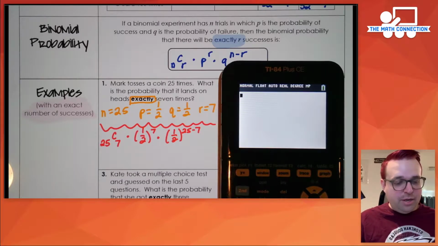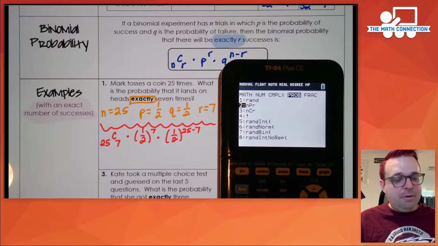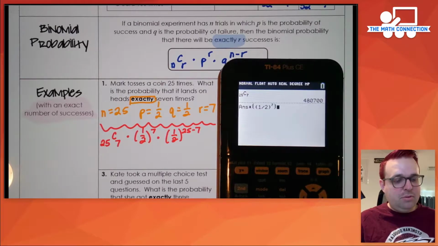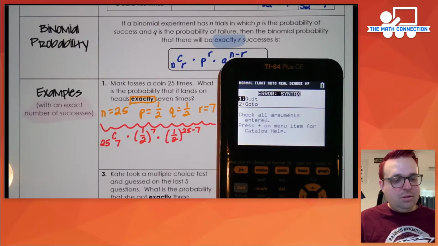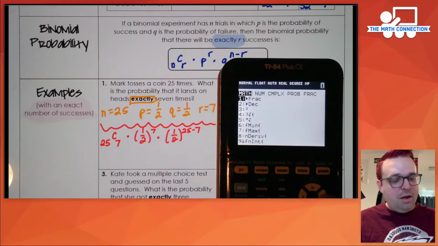So first we're going to do 25. We're going to go to our probability and do combination of 7. That answer we're going to multiply by 1/2 to the power of 7. Ooh, I messed up. I have a syntax error. Oh, I think I have too many parentheses. That's what happened. Okay, so let me clear that and do it again.